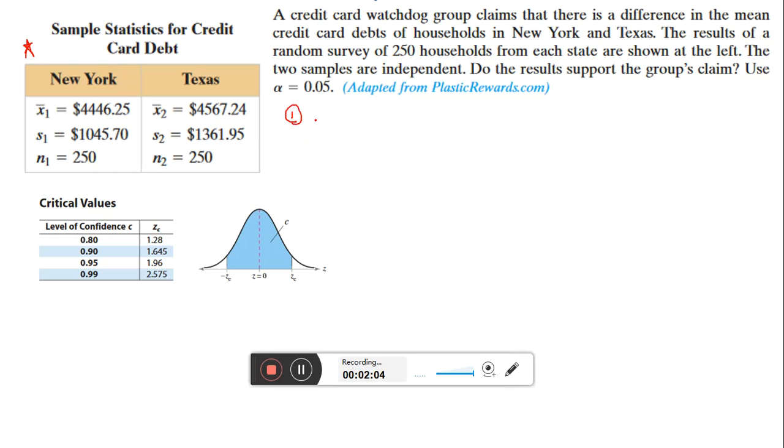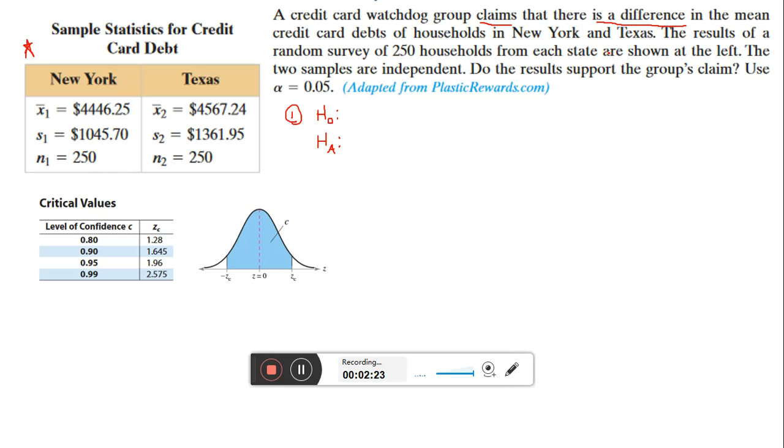So step 1, we need to create our null hypothesis. Everybody's favorite step at this point, right? And we also need to create our alternative hypothesis. All right? Well, it's pretty simple what the claim is. The claim is that there is a difference.